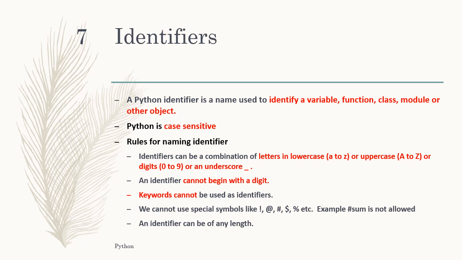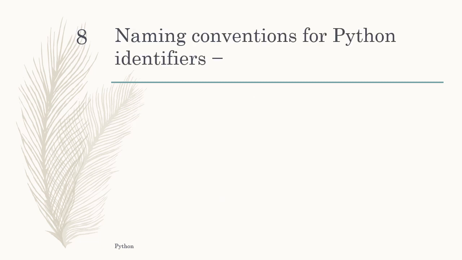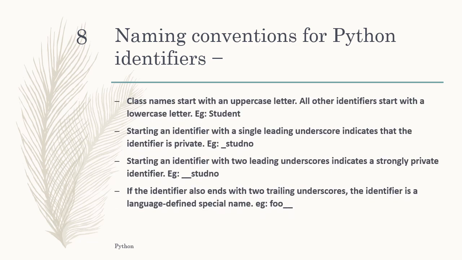An identifier can be of any length. Some naming conventions used for Python identifiers are: class name starts with an uppercase letter. All other identifiers can start with a lowercase letter. Here, student is an example of a Python identifier used for naming a class.